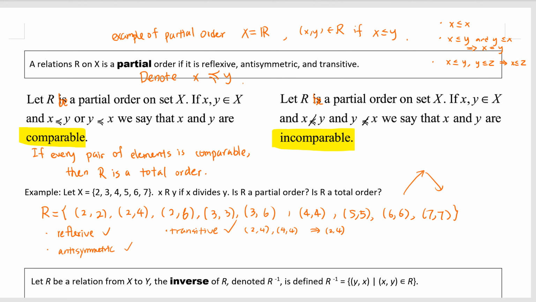If we have this shape, then we must have this other edge. But here, a lot of pairs are just like this shape, with no other vertex edge connecting them. So that's fine. We say it is transitive. So yes, R is a partial order.